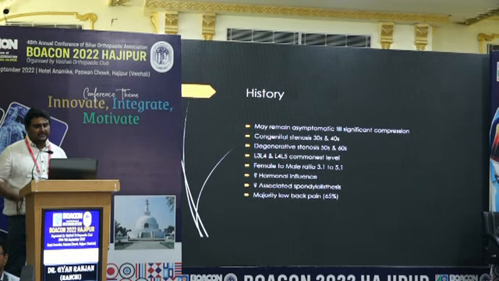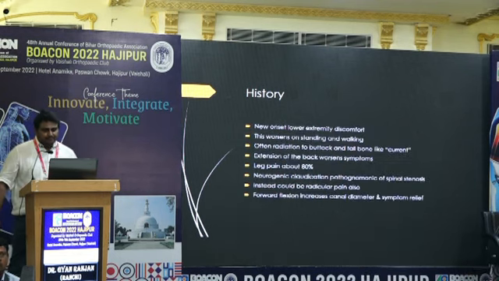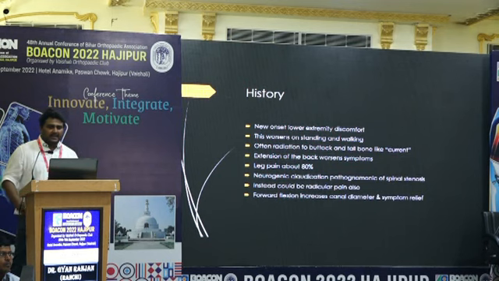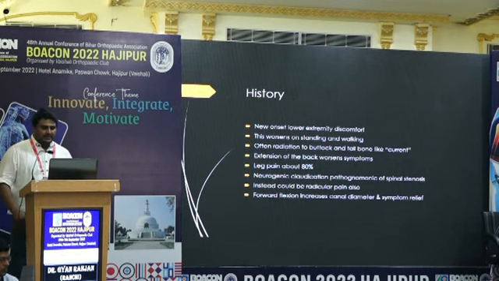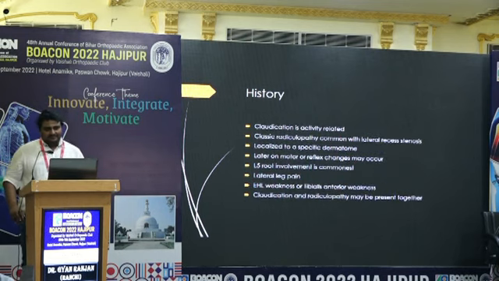Associated spondylolisthesis: the majority have low back pain, that is 65%. New onset of lower extremity discomfort worsens on standing and walking, often with radiation to the buttock and tailbone. Extension of the back worsens symptoms. Leg pain is present in about 80%. Neurogenic claudication is pathognomonic of spinal stenosis, though it could be radicular pain also. Forward flexion increases canal diameter and the symptoms get relieved.